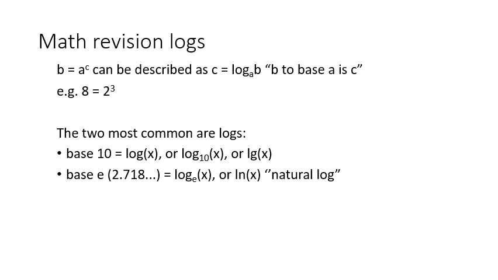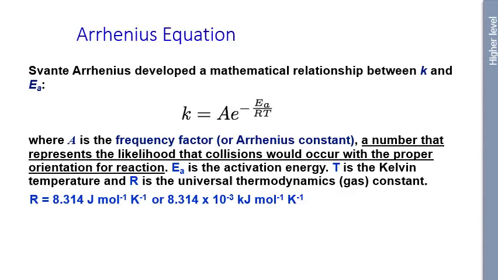So just some revision of the logs. If b equals a to the power of c, then c is the log of b to the base a. For example, 8 equals 2 to the power of 3. The most common logs are base 10, which is log base 10 there. Natural log is base e, or 2.718. Okay, so with that in mind, let us continue on.